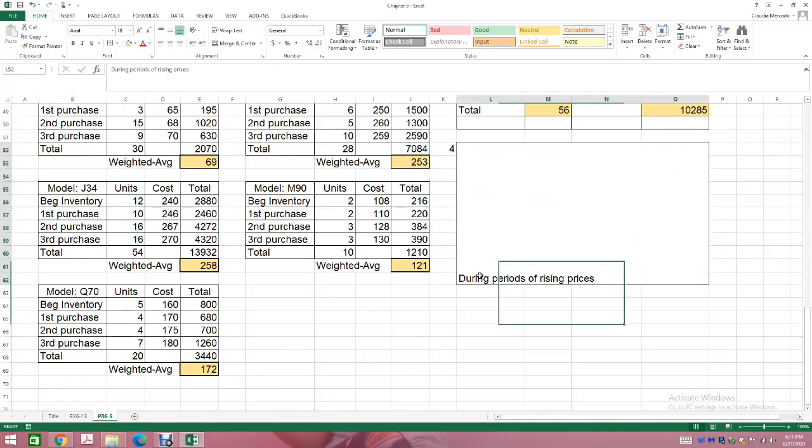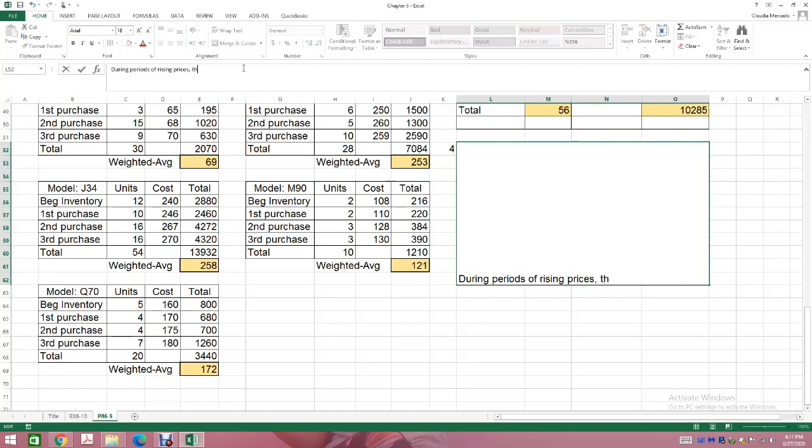Okay. During the periods of rising prices, the LIFO method would result in a lower cost of inventory, a greater amount of cost of goods sold and a lesser amount of net income than the other two methods.